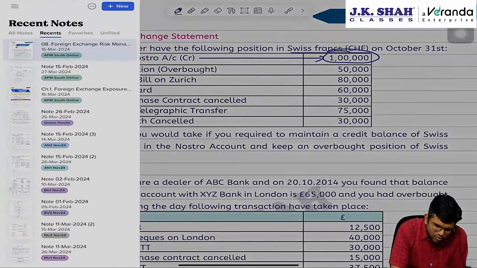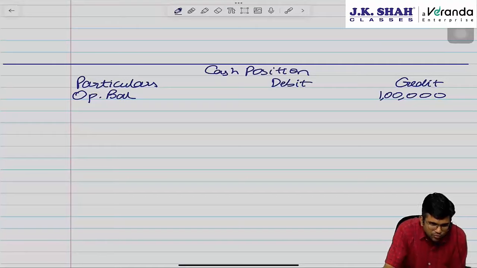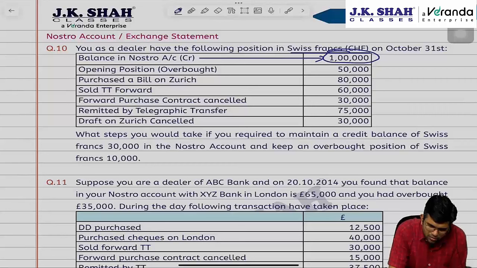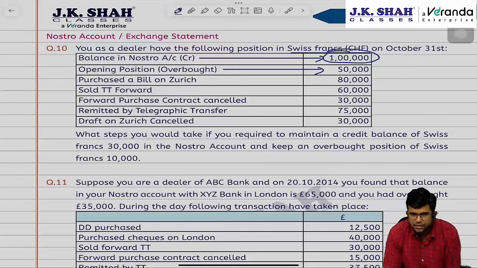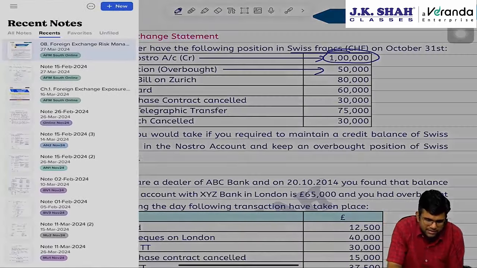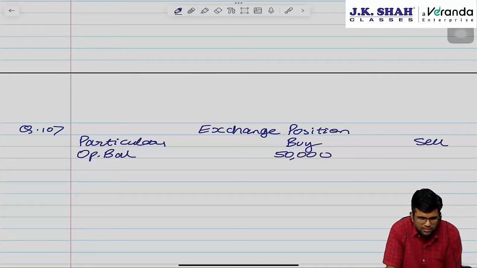So 1 lakh is the opening balance. So see what I am doing. Don't write down please. I am writing here opening balance 1 lakh. Everyone clear with this? Opening balance in credit is 1 lakh. Then opening position overbought. What does this mean? That means, do you realize when the last period was closed, my buys were greater than the sells by CHF 50,000. Everybody clear? So that will be taken as the opening balance here. So here I will take opening balance and I will start from here. Everyone following now? Clear till here?